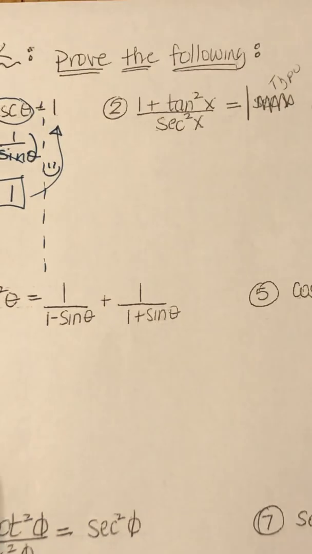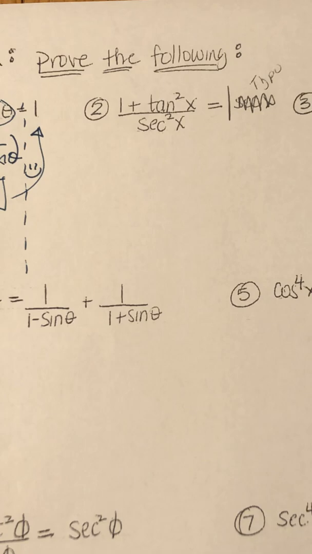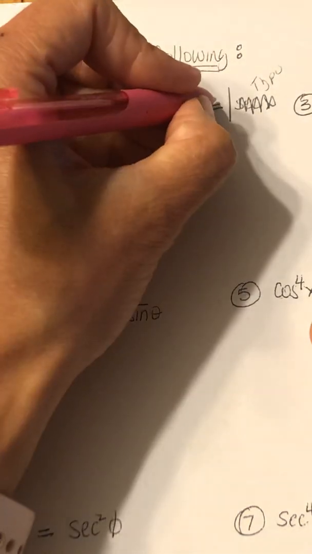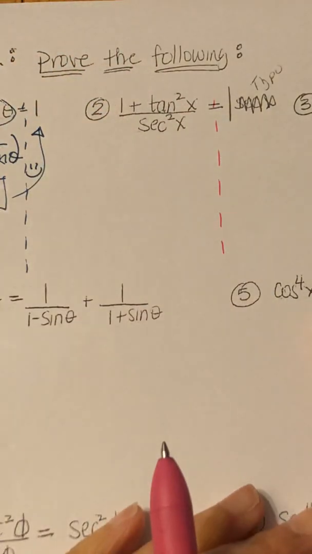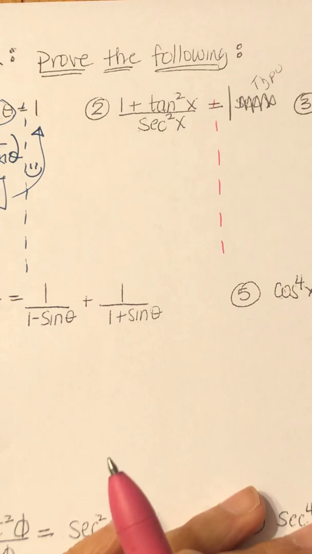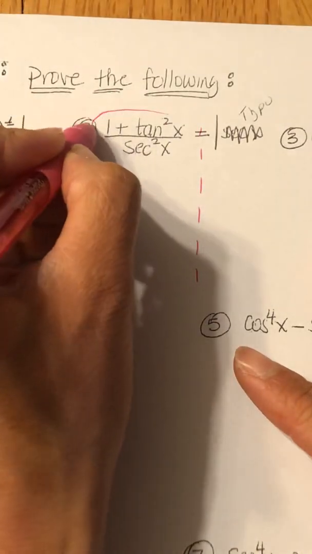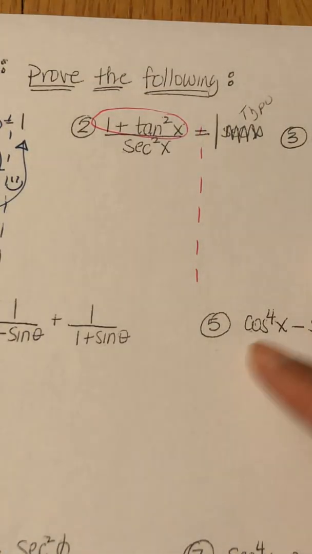Number 2. Okay, so I have 1 plus tangent squared x over secant squared x equals 1. And I'm going to work on the left again, because I have more stuff. There's not much I could do with a 1. All right, so I'm looking at this and I think we will be able to replace that. That looks like an identity.